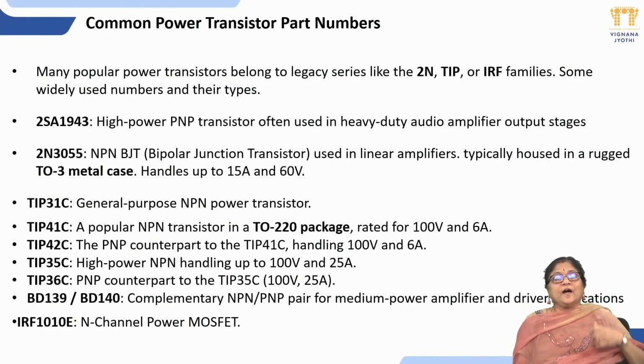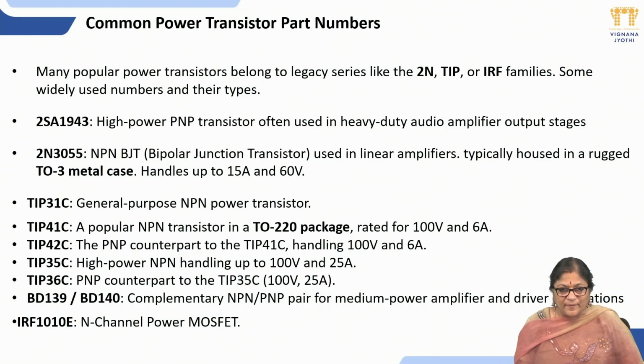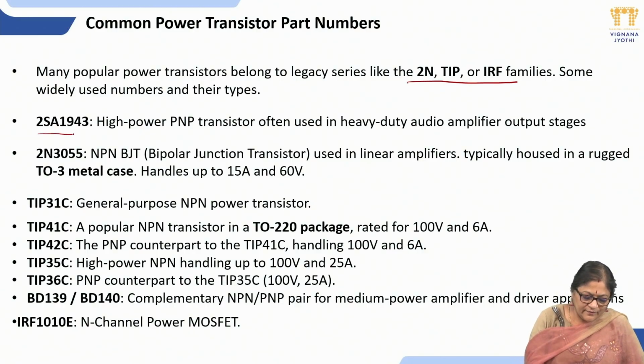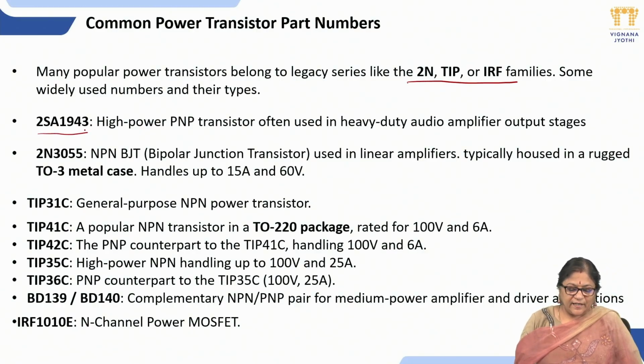Then coming to how these common power transistor part numbers are available. Generally these popular power transistors will have numbers starting with 2N, TIP, IRF based on their common characteristics. These are the widely used common power transistors. If you look at, I'll just introduce a few numbers. 2SA1943. What are its specifications?